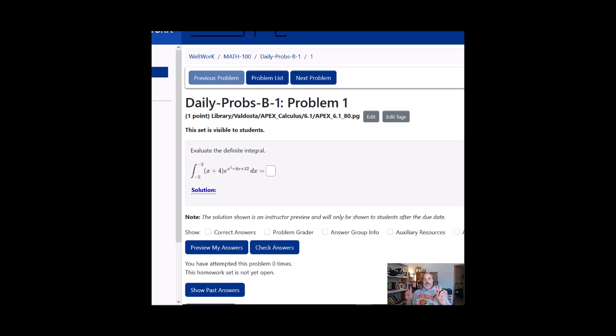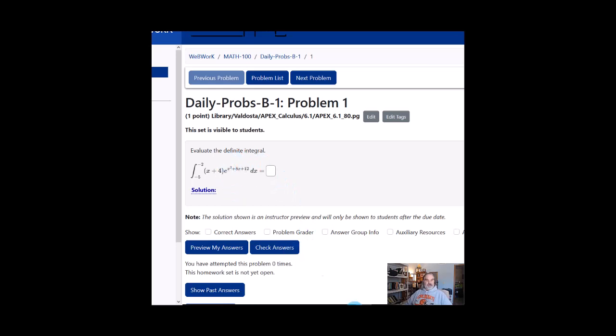By looks like, I mean that if you've spotted a smaller function inside the big function, and there's something else in there, in that soup of letters, that is exactly the derivative or differs by a multiplicative constant, that's the link you're looking for. As an example, I will show you this one: the integral from -5 to -2 of x plus 4 times e to the x squared plus 8x plus 12.